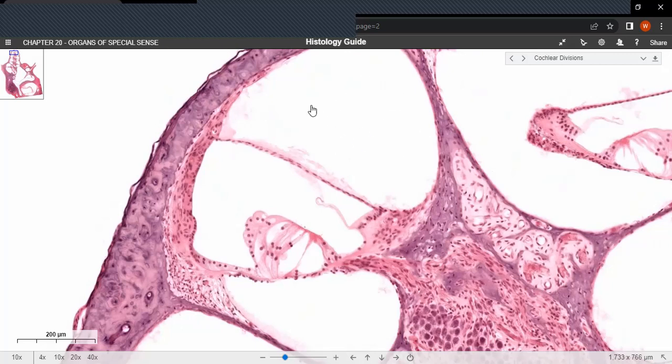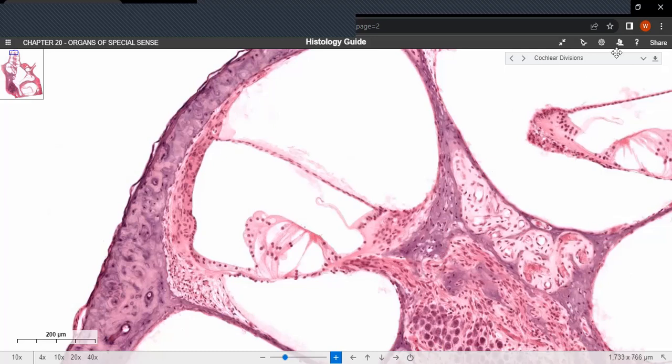This is the scala vestibuli, the upper compartment, the middle compartment is the scala media, and the lower compartment is the scala tympani. Both the scala vestibuli and scala tympani are filled with perilymph. Only the scala media is filled with endolymph. So this is endolymph filled, perilymph, and also here perilymph.